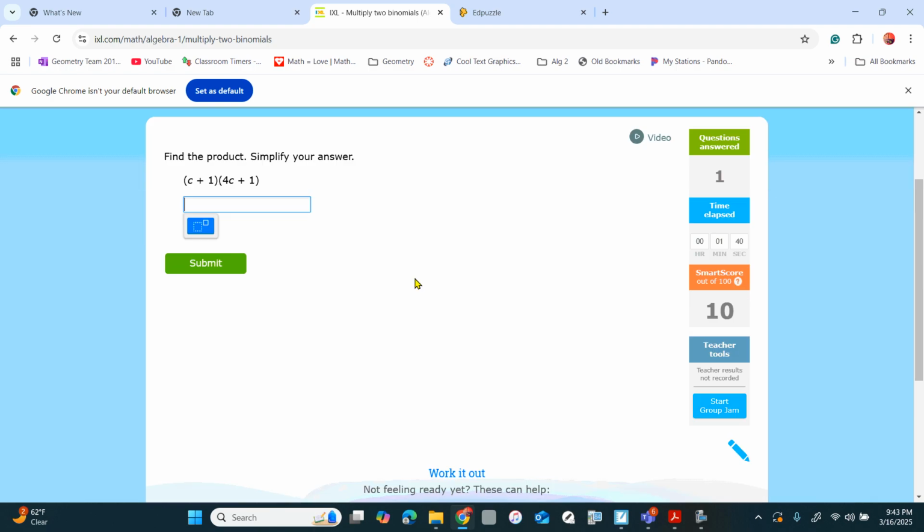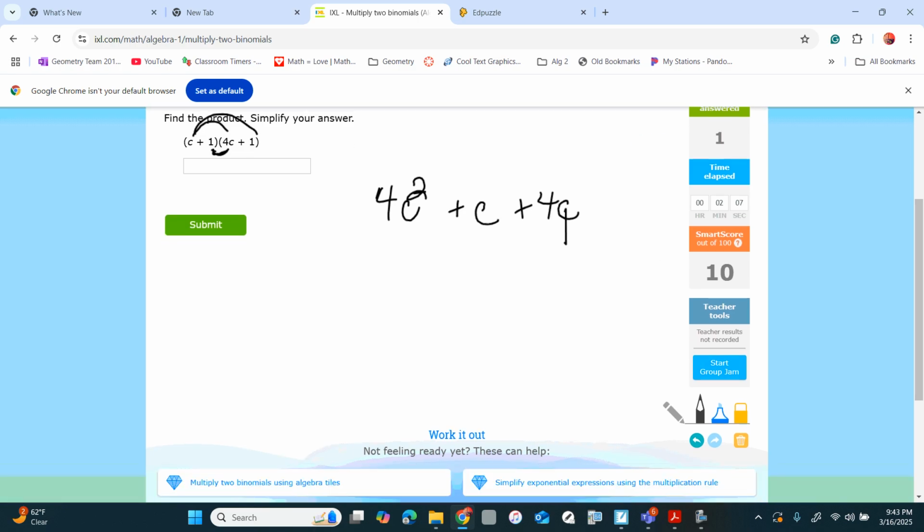Then it's going to give you another set of questions, and as you get them correct, it will jump a level. Again, like I said, you follow your FOIL method. First together, this would be 4c squared. Outer, that would be plus c. Inner, that's 1, that's plus 4c. And then last, that's plus 1. Combining like terms here, this one you have to combine. So you have 4c squared plus a total of 5c plus 1.